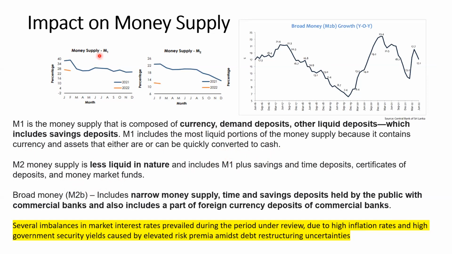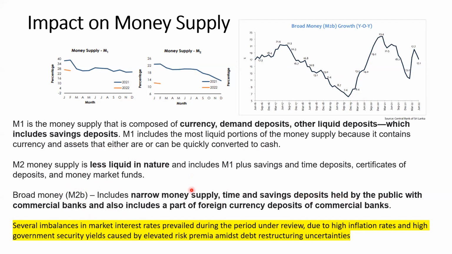Now you can see our M1 money sources, M2 money sources, all of them are in negative growth. That means it's like a reduction. And you can see in December 2019, it suddenly has a huge growth. Why? Because they have printed so much money. Okay. The broad money includes narrow money supply. Narrow money means M1. Time savings and deposits, that means M2.